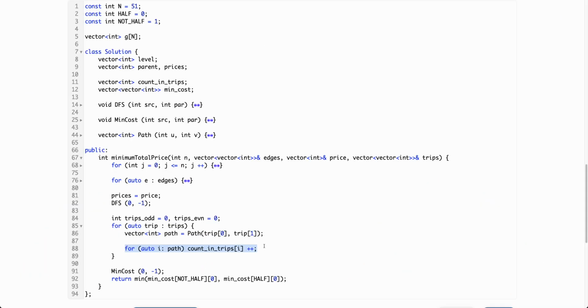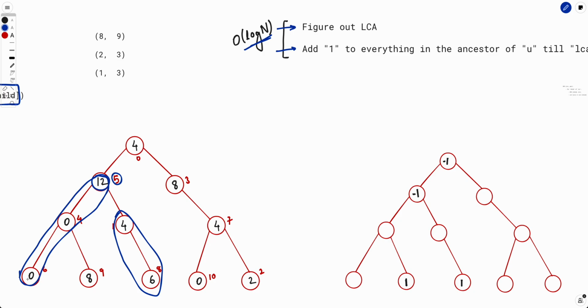Basically, we were incrementing the count here, right? So we have to add 1 to all these nodes, starting from 6 and all its ancestors up till 5, and also add 1 to all the nodes starting from 8 and all its ancestors up to just below 5. Now how will you do that? Again, I encourage you to pause the video and try to think first by yourself.